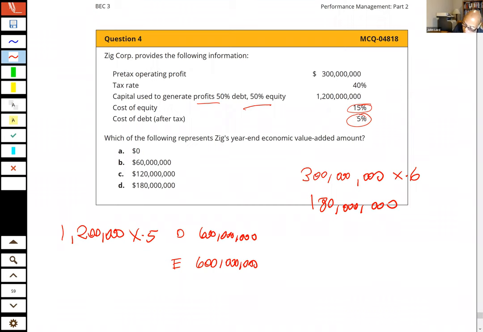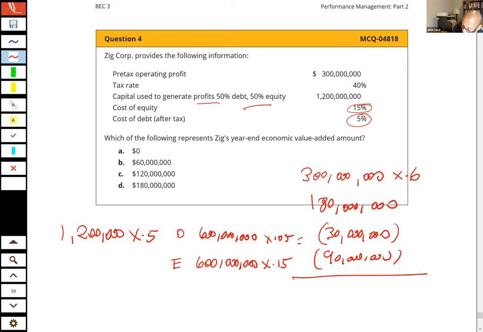So the debt is 5%, so times 0.05, and the equity is 15%, 0.15, and I do the extension on that. I have to subtract what? What does that come out to, 30 million, for the cost of the debt, and for the cost of the equity, I have to subtract 90 million, if I'm doing my math right. Okay, and when you subtract those two, you get this 60 million EVA, which makes B the correct answer.